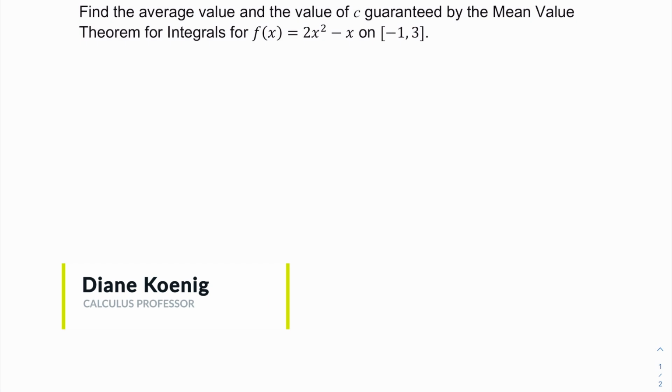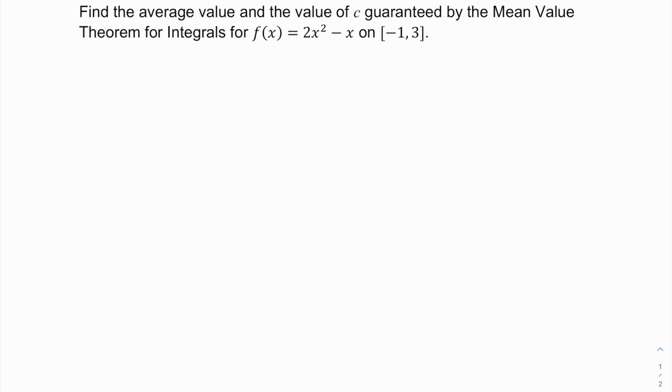Hi there! What I'd like to show you today is how to find the average value and then also find the value of c guaranteed by the mean value theorem for integrals. With our continuous function f of x is equal to 2x squared minus x, and we're on the closed interval from -1 to 3.